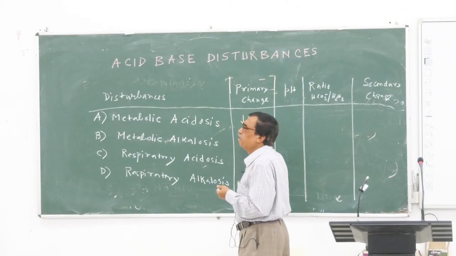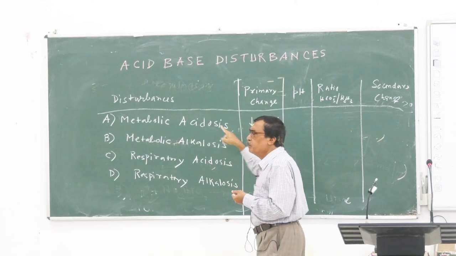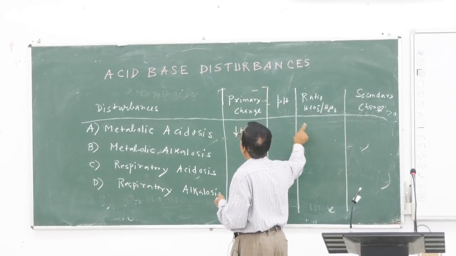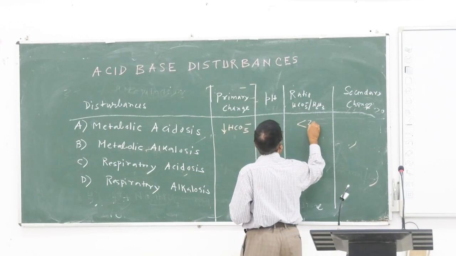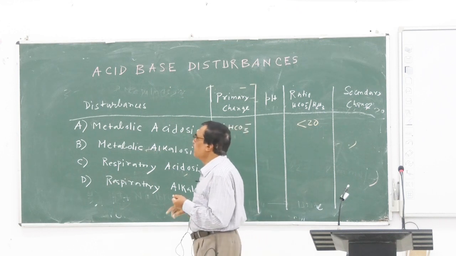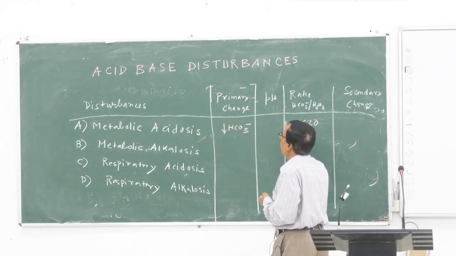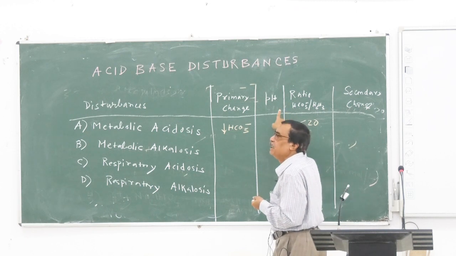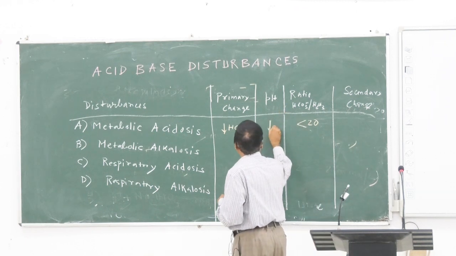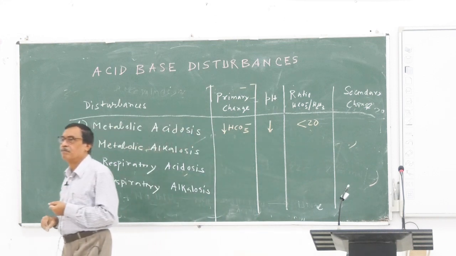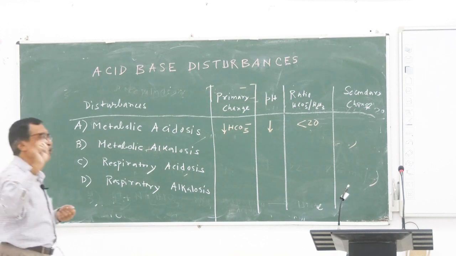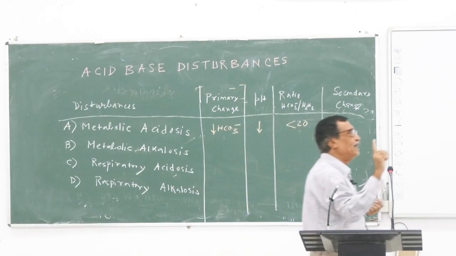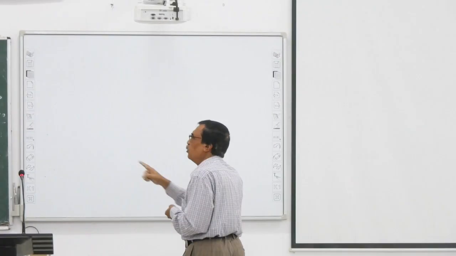pH will be, if the ratio is bicarbonate যদি কমে যায়, if the bicarbonate is decreased, the ratio will be decreased. Ratio decreased means ratio will be less than 20. And what is the consequence of the decreased ratio? Consequence of the decreased ratio means decrease in pH. ঠিক আছে, বাইকার্বনেট ডিক্রিজ করলো, রেশিও 20 কমে গেল, pH কমে গেল, and that type of acidosis is known as metabolic acidosis.